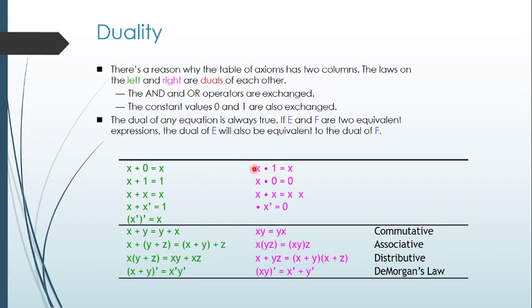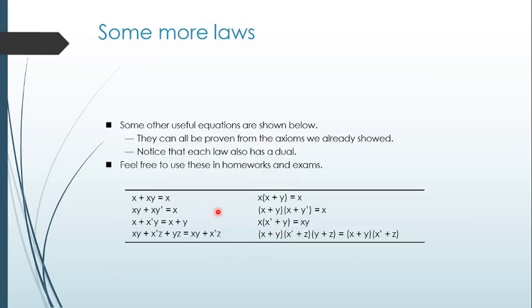So similarly, the dual of any equation is always true. If E and F are two equivalent expressions, the dual of E will also be equivalent to the dual of F. So how do we get the dual? We just do one little thing: interchange the constants, replace zeros with ones, and replace AND with OR, and vice versa. It will get you the dual of that expression.